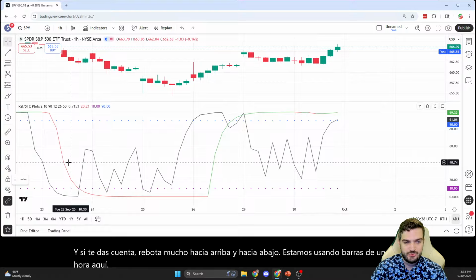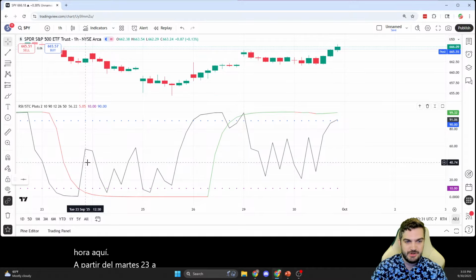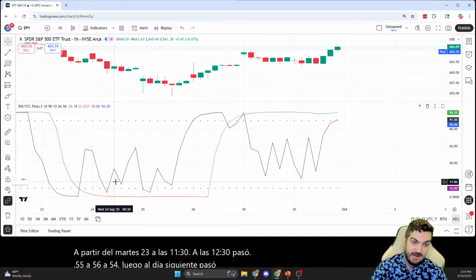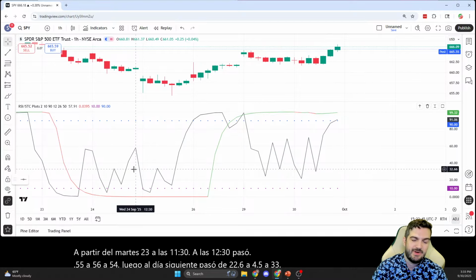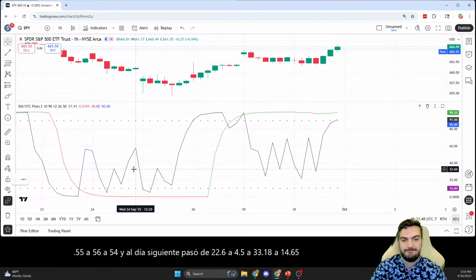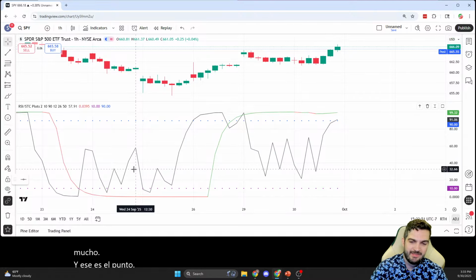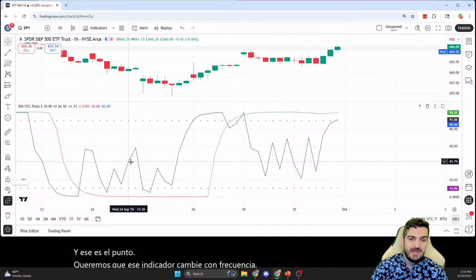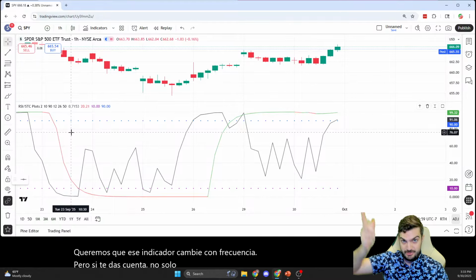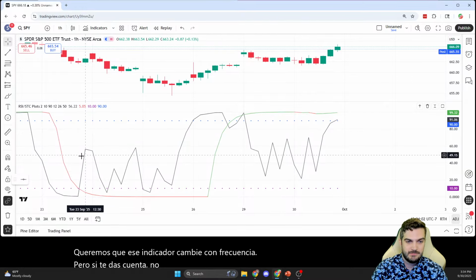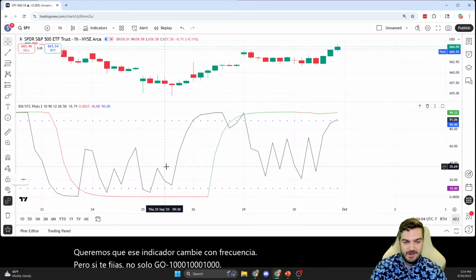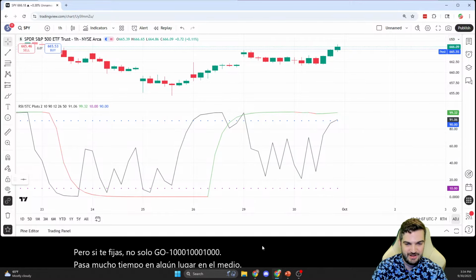From Tuesday the 23rd at 11:30, by 12:30, it went from 55 to 56 to 54. Then the next day it went from 22.6 to 4.5 to 33.18 to 14.65. You get the idea. It changes a lot. And that's the point. We want that indicator to change frequently. But if you'll notice, it doesn't just go 100, 0, 100, 0, 100, 0. It spends a lot of time somewhere in the middle.